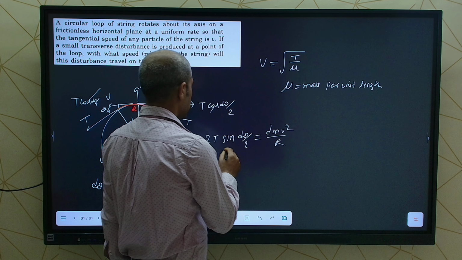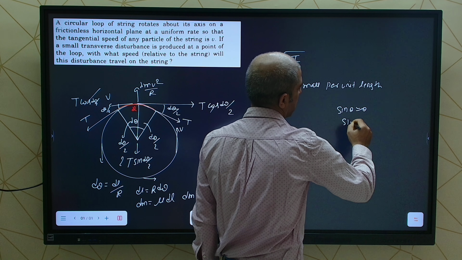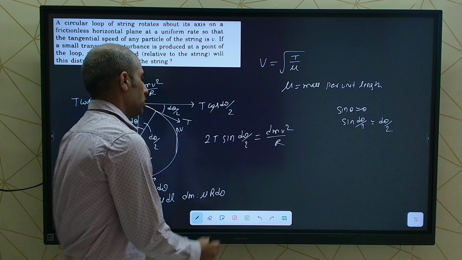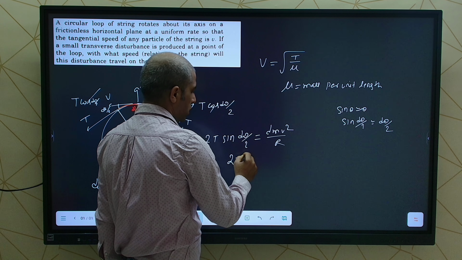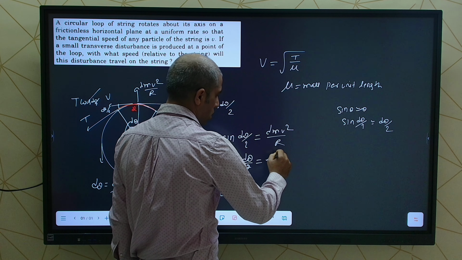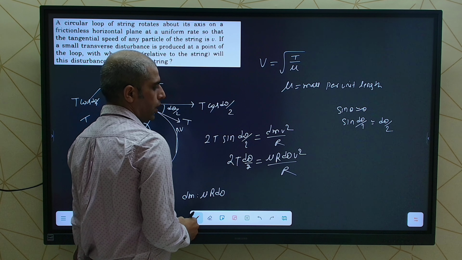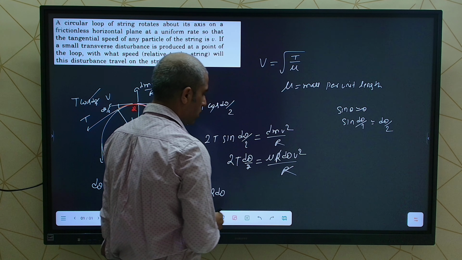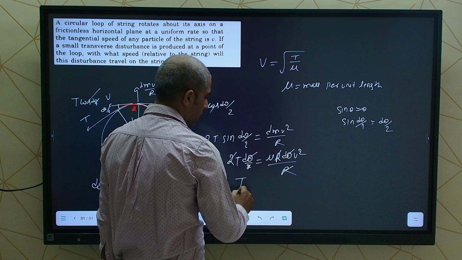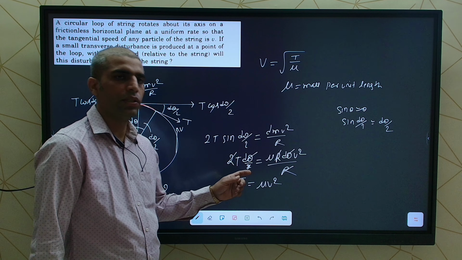Okay, now we will put this in, and for a small angle sine theta is nearly equal to theta, hence sine d theta by 2 is nearly equal to d theta by 2. So here 2T d theta by 2 is equal to dm, which is mu r d theta, times v square upon r. After solving, r will cancel out, d theta will cancel out, the 2 will cancel out, so the value of tension is mu v square.